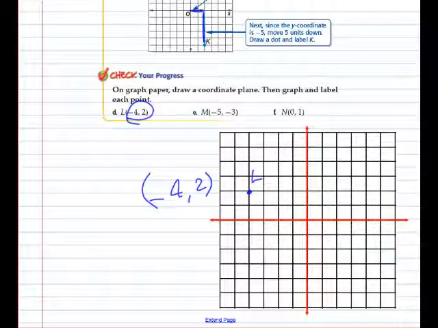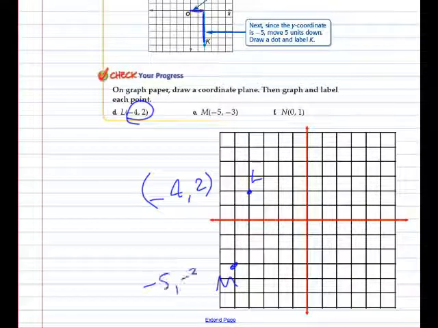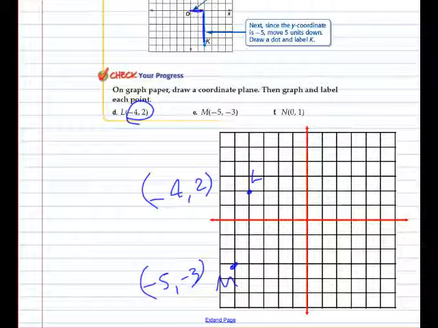Point M is -5, -3. So 1, 2, 3, 4, 5. 1, 2, 3. From the origin, 5 left, 3 down. Point M then is -5, -3. And point N is 0, 1, so we start at the origin, no left or right movement, 1 point up, so point N is 0, 1.